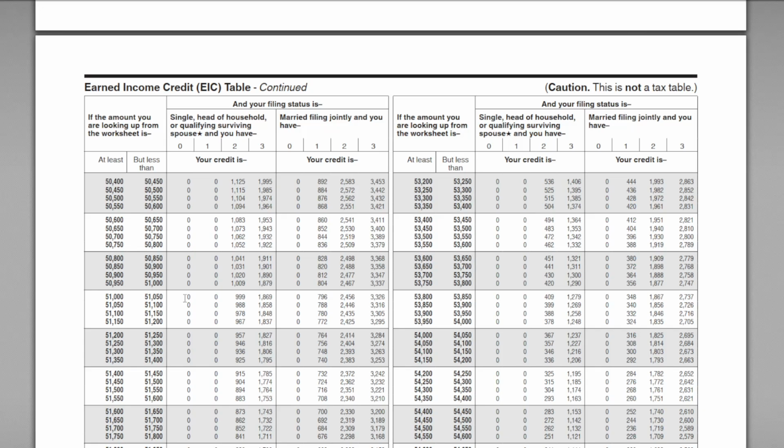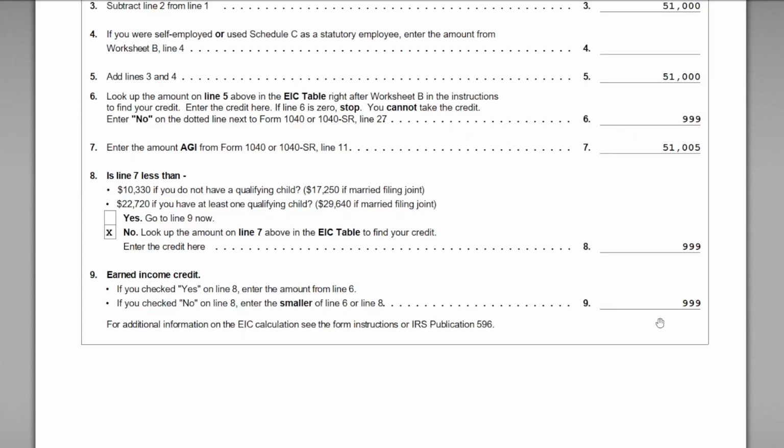And now we move across left to right depending on our filing status and the number of qualifying children we have. In this case, we're using this column because this is for single, head of household, and qualifying surviving spouse. And then the number of qualifying children we have columns for 0, 1, 2, or 3. Well, we're in number 2 because we have 2 qualifying children. So within this range, 2 qualifying children means that we can claim a $999 EIC amount. So I go back to the worksheet, enter $999 as the initial credit amount.